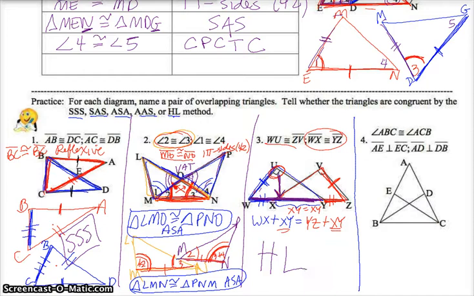So we have triangle L, or sorry, that's not an L. What letter is that? U. Triangle UWY is congruent to triangle, well, we have to go U to W to Y, so it's going to be V to Z to X. V, Z, X. Why? Because of HL.